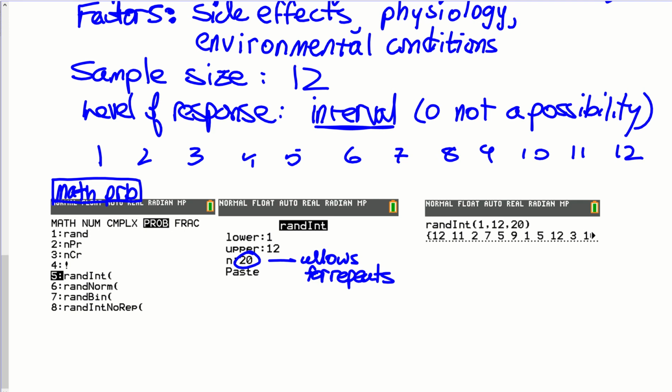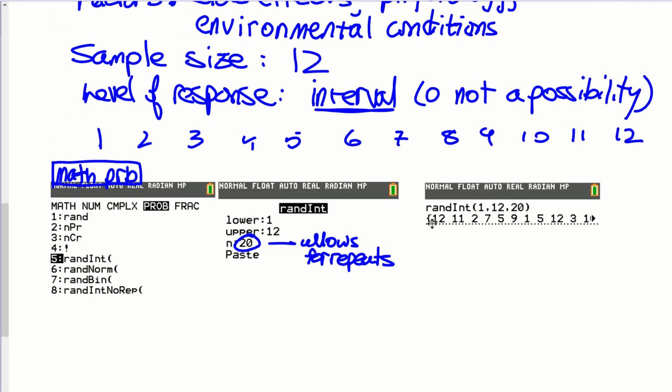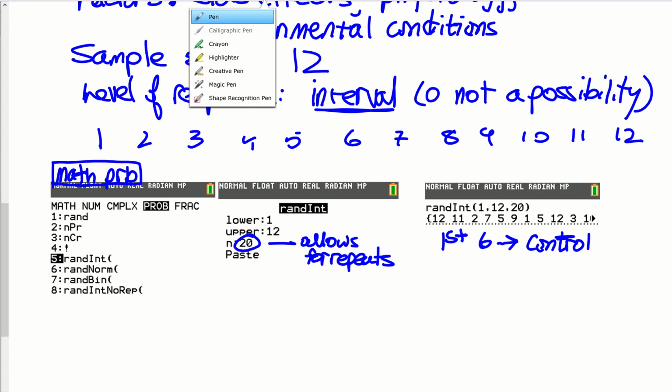I just wanted to allow for repeats because it's possible I could have gotten like 12 3 times, you know? So it will allow me to have a few more numbers to play with. So first 6 go into the control. This pen is brutal. All right, so I'll just highlight the ones that I want.